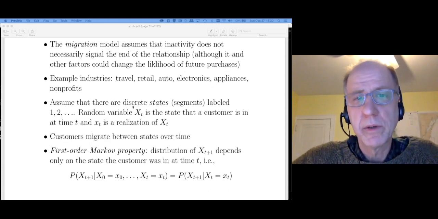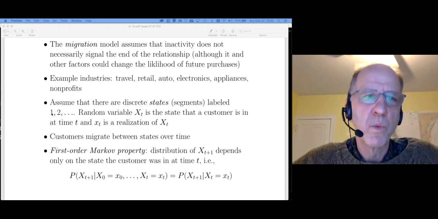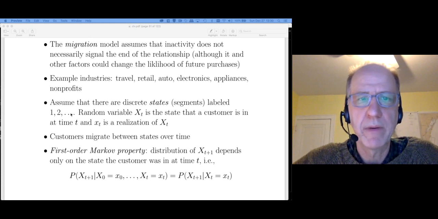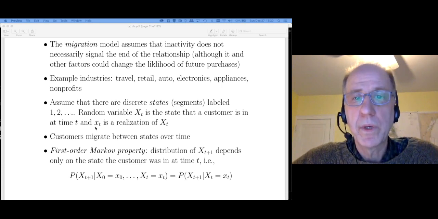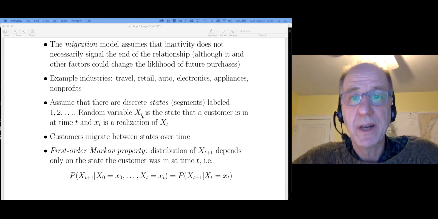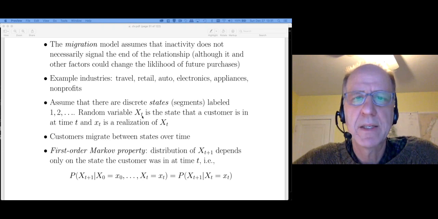As I just mentioned, we're going to assume discrete states or segments. We're going to label these usually 1, 2, 3, 4, although maybe we will start at 0, so 0, 1, 2, 3, whatever, depending on the situation. Random variable x sub t is the state that a customer is in at time t. We could add a subscript and make this x sub it, because we could have different random variables for each customer. But in order to avoid having too many subscripts, we will take x sub t as referring to a single customer.